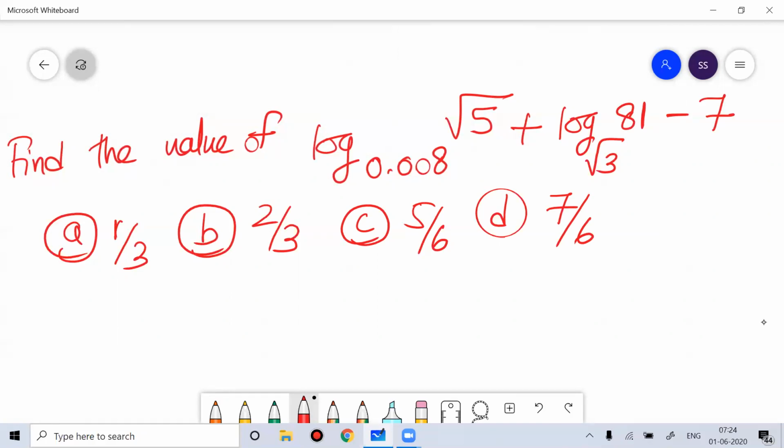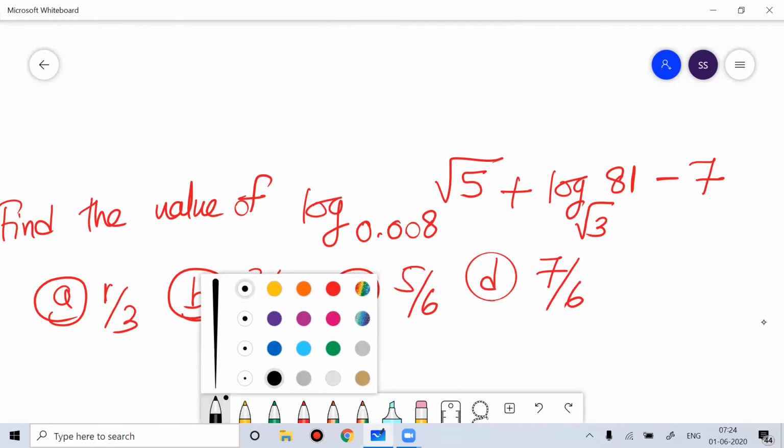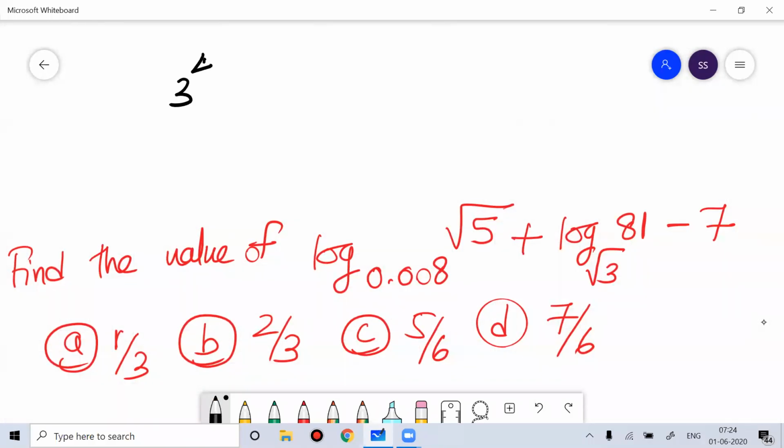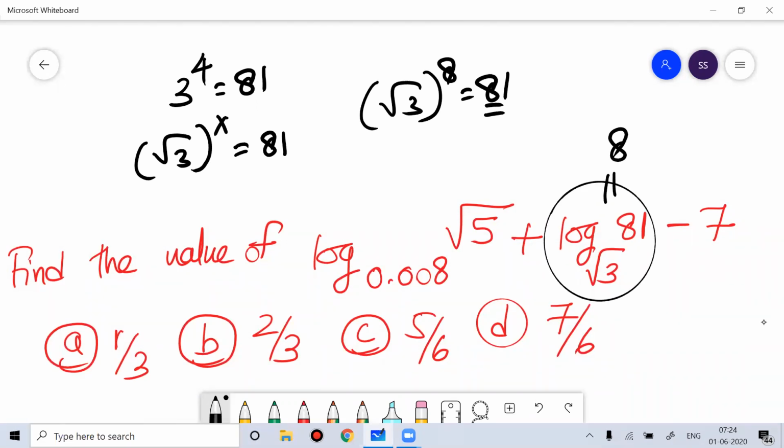Okay. So you know that 3 to the power 4 is 81. If I ask you root 3 to the power what will give you 81? I don't think anyone has doubt on that. So root 3 to the power 8 will give you 81. If you have doubt at this moment, it means there's a problem. So the value of this would be 8. So this is 8 minus 7, that would be 1 only. That part I believe is clear.